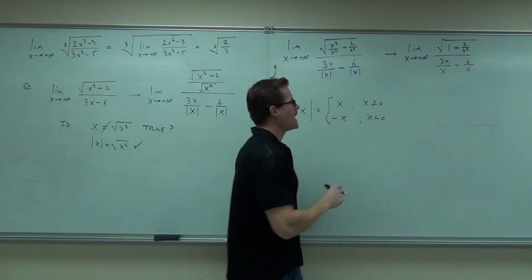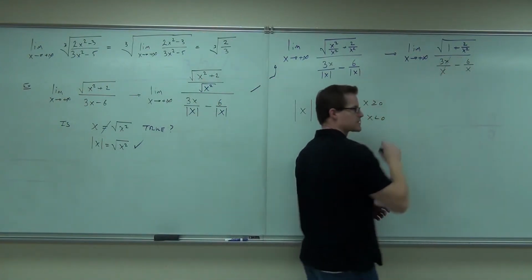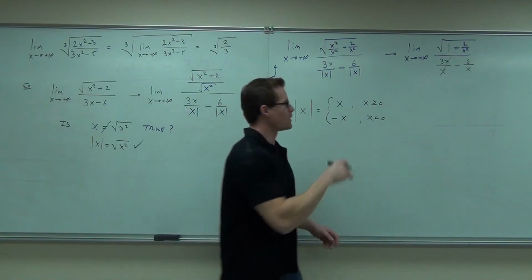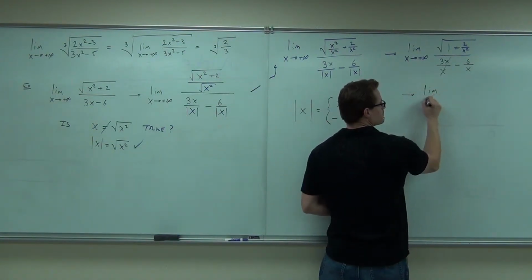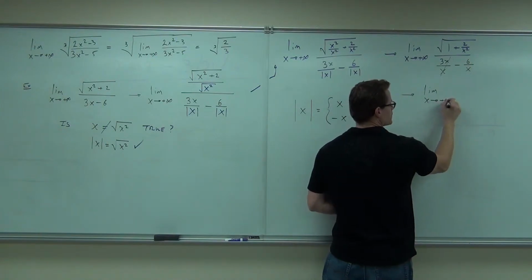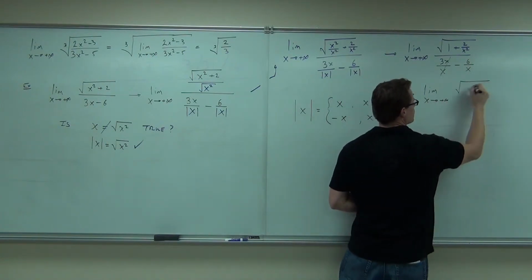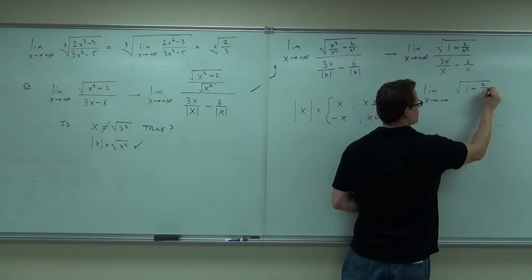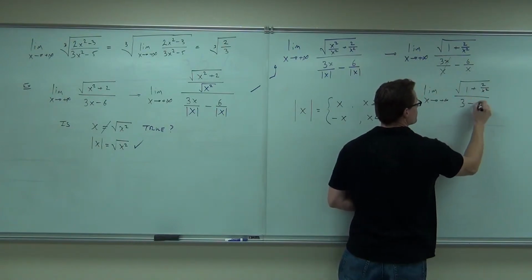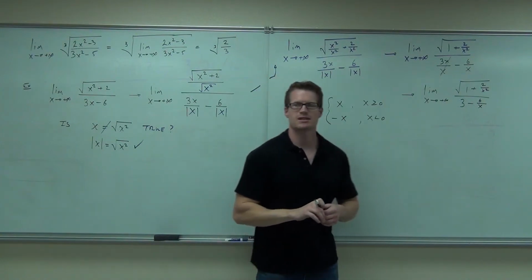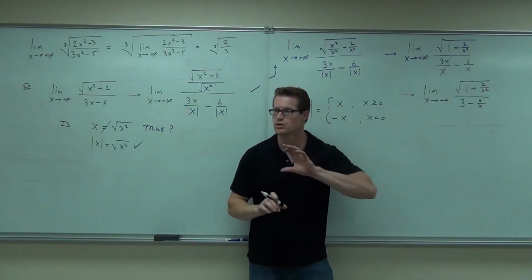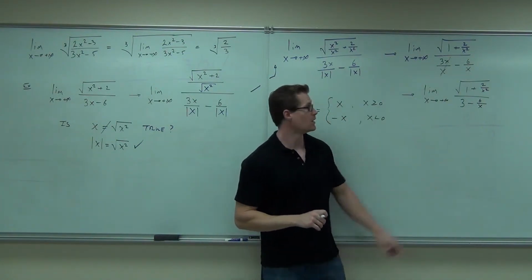Now that we have that, those x's do match up. Those x's are gone. You get the limit as x goes to positive infinity of 1 plus 2 over x squared, all over 3 minus 6 over x. Tell me some nice things that happen since x is going to positive infinity. Where's this go?